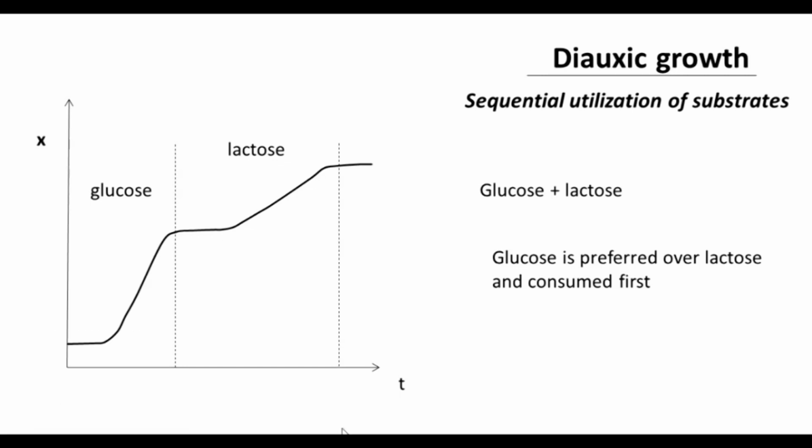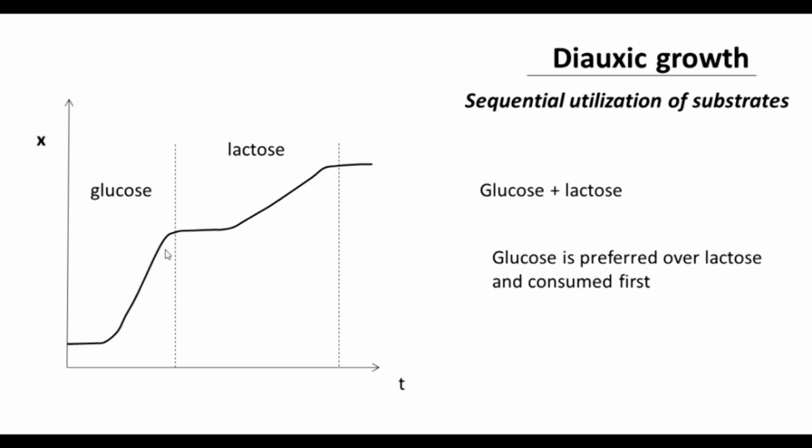If you plot total cell concentration x versus time, there is an initial lag phase and then there is a log phase, and then this seems like a stationary phase, but it is actually a secondary lag phase, and then growth occurs. And when you do the analysis of glucose and lactose, one finds that glucose gets consumed here first and then lactose gets consumed.